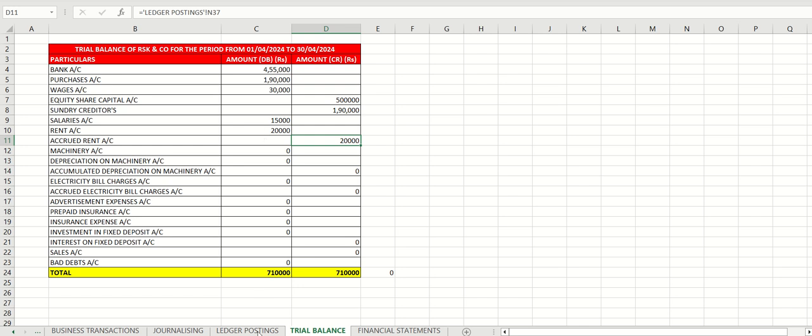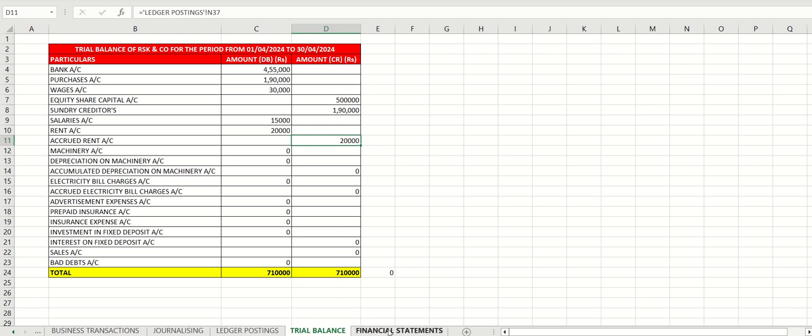Whatever balances are reflected against the respective ledger accounts, we will directly take from those ledger accounts and update this trial balance. The trial balance should match up, because as we have been following the double entry system of bookkeeping, there shouldn't be any difference between the amounts shown under the debit side and the amounts shown under the credit side.